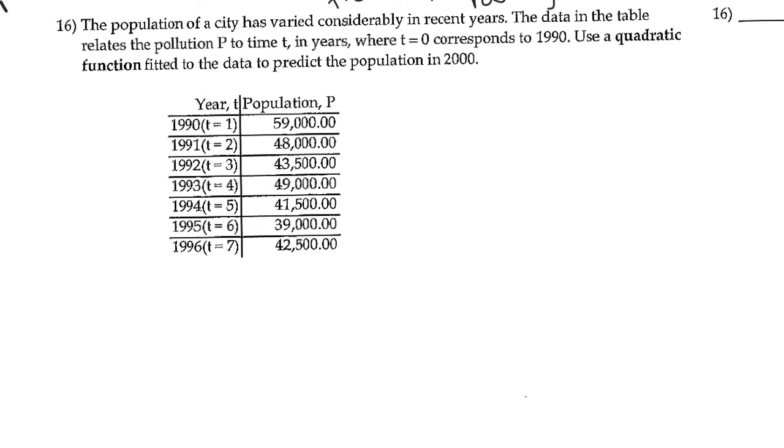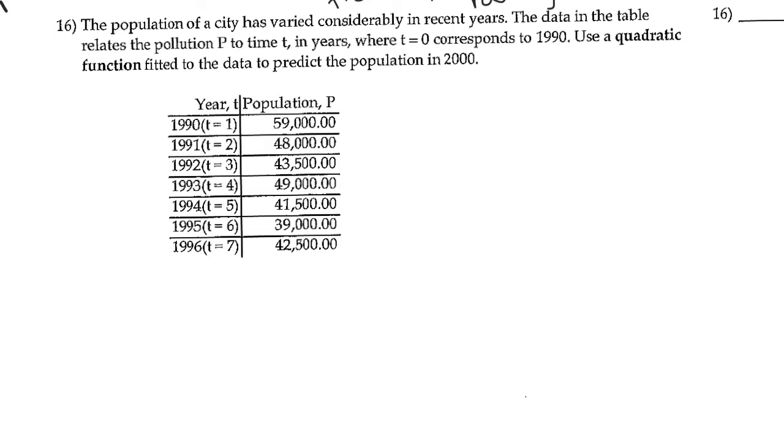All right, I'm going to assume that if you're looking at 16 on this actual worked out key, that you have kind of looked at 15 and others, but you want to put 1, 2, 3, 4, 5, 6, 7 in list 1 of stat edit, and these values for the population in list 2. And then you're going to want to find a quadratic model, it says. So let's do stat calc and then quadratic regression.